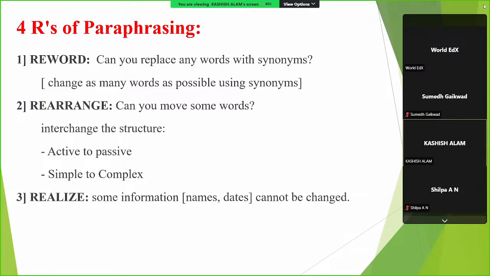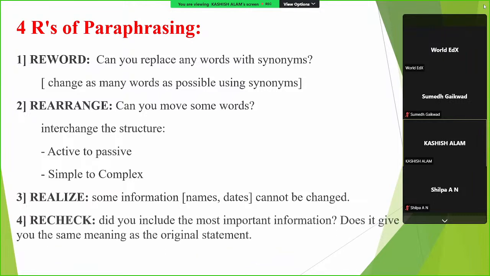Some of the things that can never be changed are your dates, the years, and the proper nouns. Apart from that, there is a possibility that you can definitely expect the synonyms of those. The next one is your recheck. Now, once you are done with finding out the synonyms, rearranging the statements, figuring out which can be changed and cannot be changed, the most important thing is the organization of all the things.